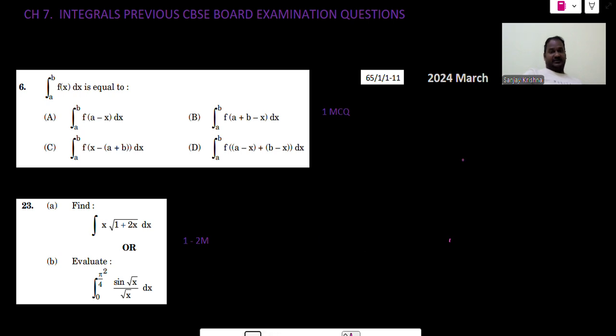So the weightage is going to be, see, this is something that you can see on the screen, given in 65/1/1. This is the code of this board examination paper 2024 March stream, and there is one MCQ given as well as one 2 marks question, and in the 2 marks question there is an internal choice also, and there is one 3 marks question also given, right? So 1 plus 2 is 3, 3 plus 3 is 6, and there is one 5 marks question also given.